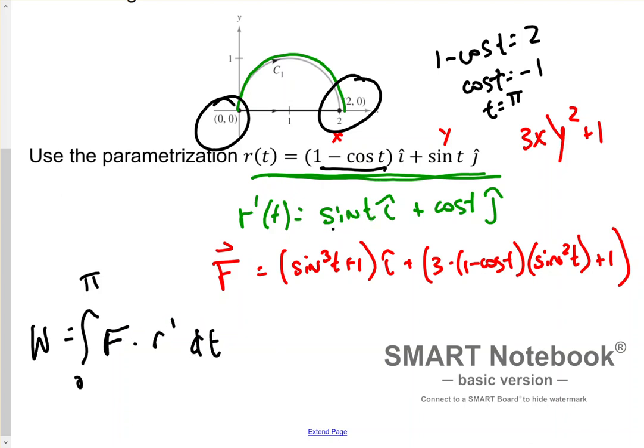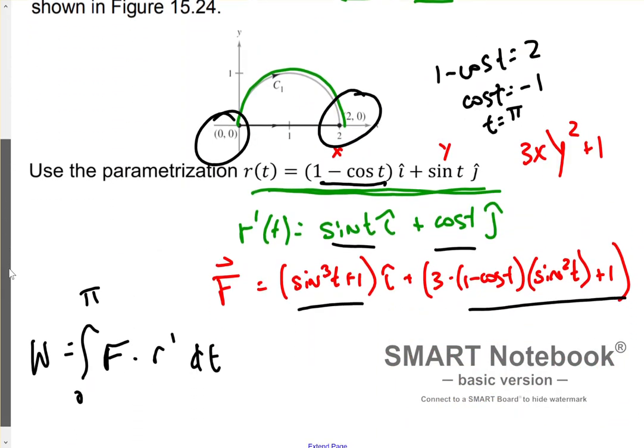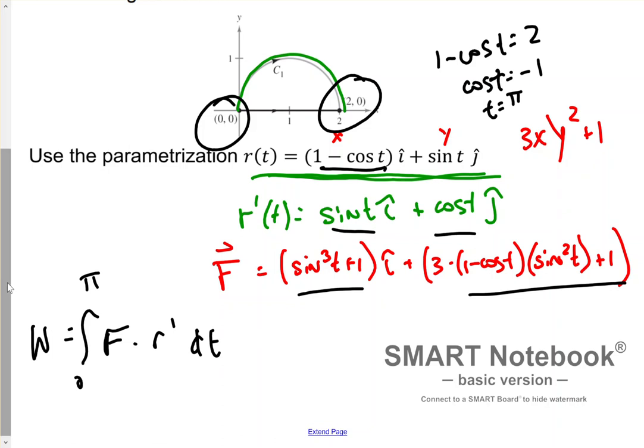I wrote all those in t so I could find a dot product. And I'm already thinking to myself, well, that looks terrible. I don't really want to do that. This does not seem like a good parameterization. If this field is conservative, this seems like a bad way to go. So I could do it, but I'm going to stop there and decide not to.